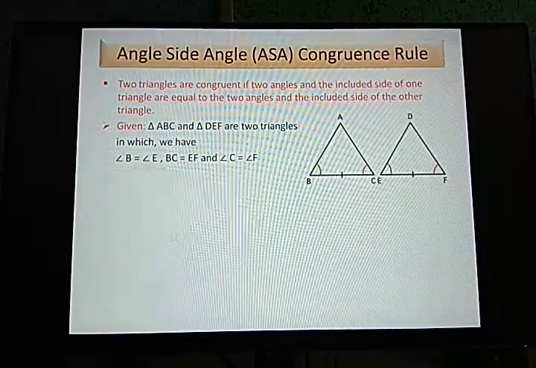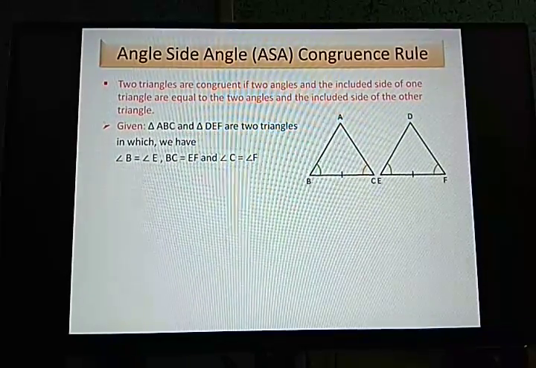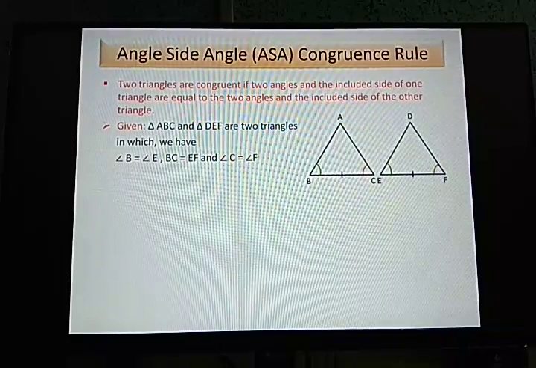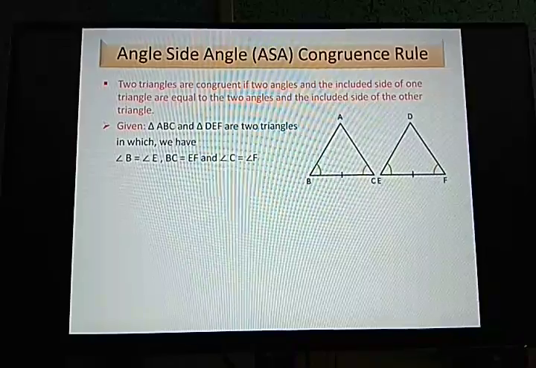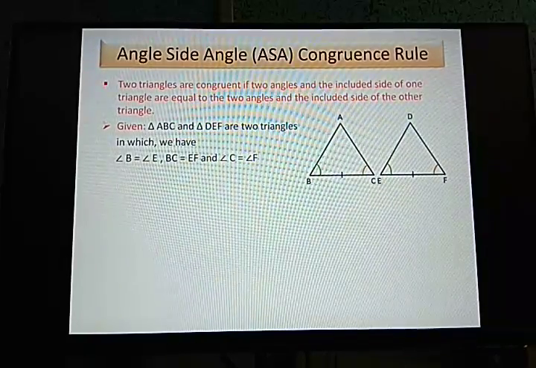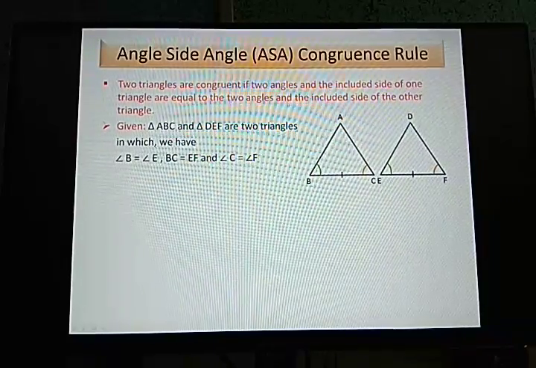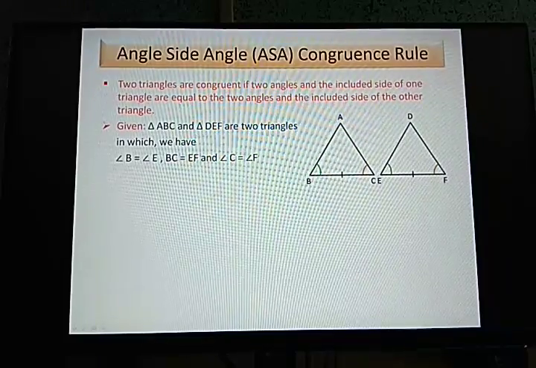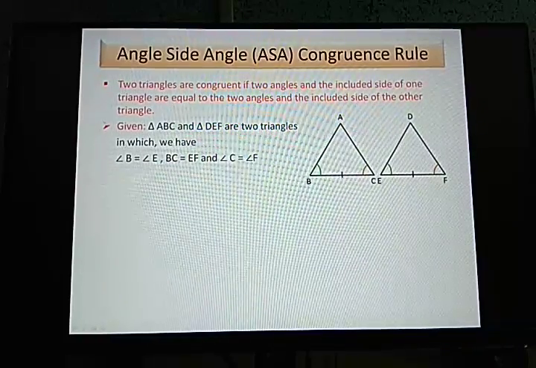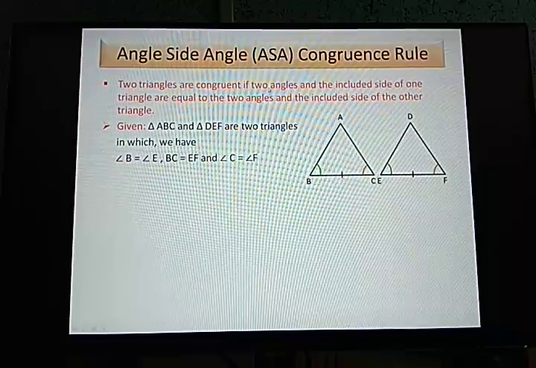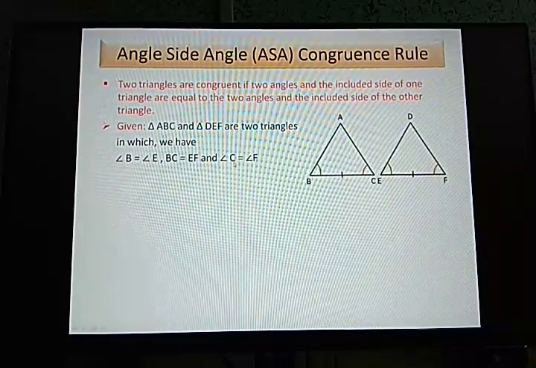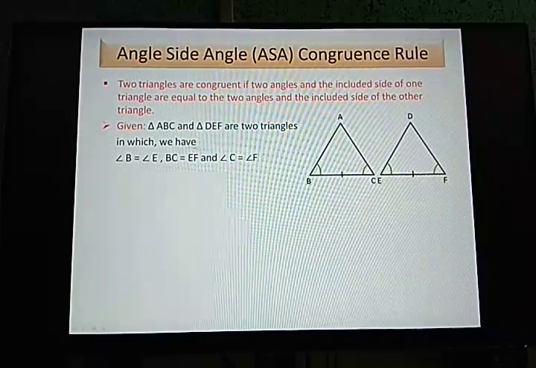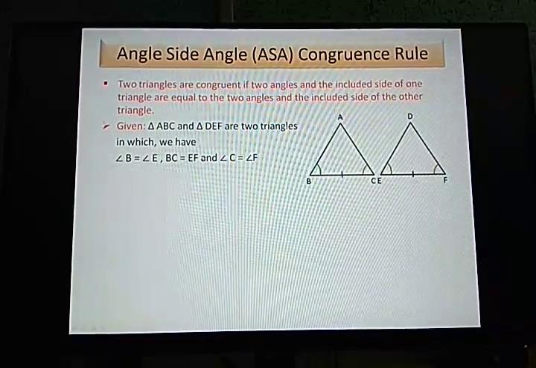Clear? Now one more thing I want to say is that while proving any congruence rule, say this one, angle side angle, whatever the statement says, that comes in the given part. As the statement says that two angles are equal and one included side, so here also you can see these two angles are equal and one included side is taken in the given part.